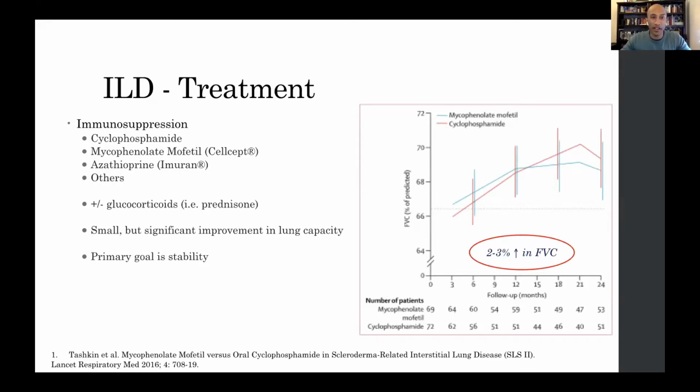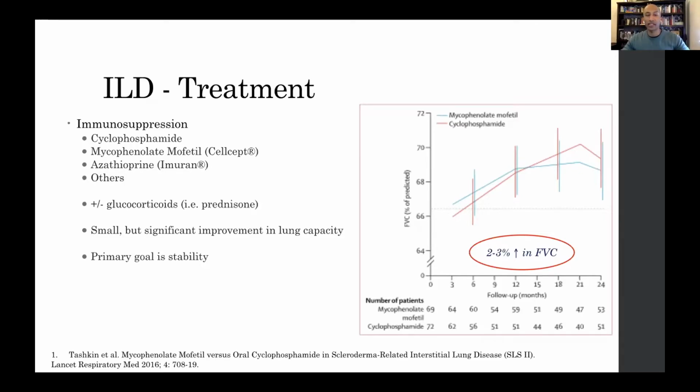There is data here to support the use of these type of drugs. There is a small but significant improvement in lung capacity. So this is one big trial called the Scleroderma Lung Study 2. And this was comparing cyclophosphamide, which is the previously accepted drug for this type of lung disease, to mycophenolate mofetil or CellCept. And as you can see, the red and the blue lines are going up a little bit, although they dip a little bit at the end. But if you do look at the legend on the left-hand side, you're seeing that these numbers are pretty small. We're talking about maybe a 2 or 3% improvement in your vital capacity.